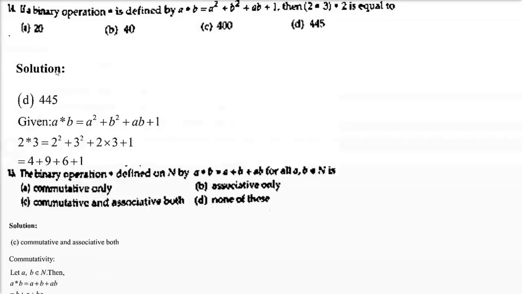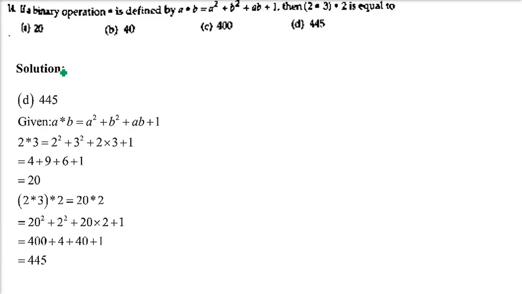If a binary operation star is defined by a star b equals a square plus b square plus ab plus 1, then find 2 star 3 star 2. So for 2 star 3, in place of a I'll replace 2, and b with 3. 2 square plus 3 square plus 2 into 3 plus 1. So it is 4 plus 9 plus 6 plus 1, that is going to be 20.